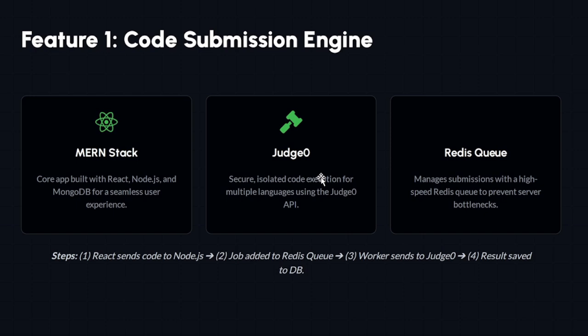Next is Redis queue. It is used as a high speed in-memory data store for caching and submission queues. It implements a message broker to handle code submissions asynchronously and prevent API timeouts. It handles thousands of submissions with an asynchronous task queue for scalability.